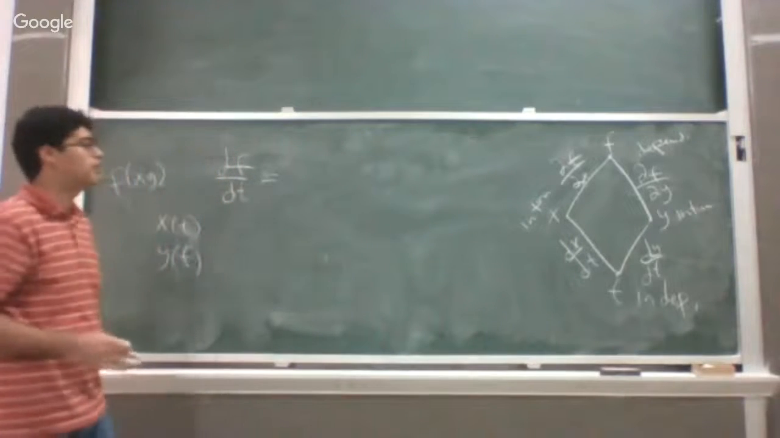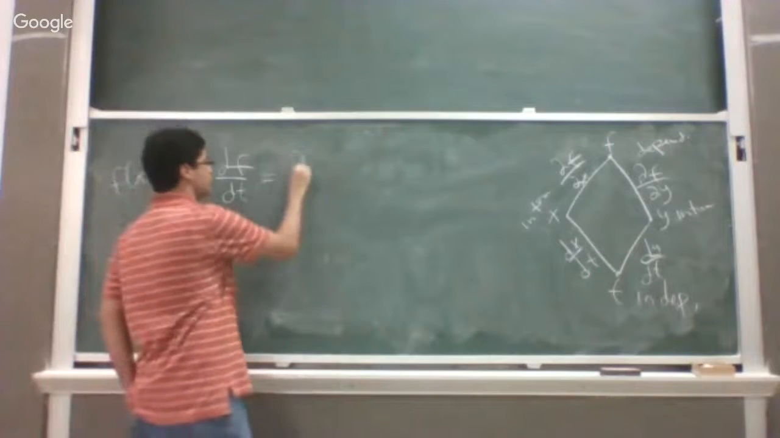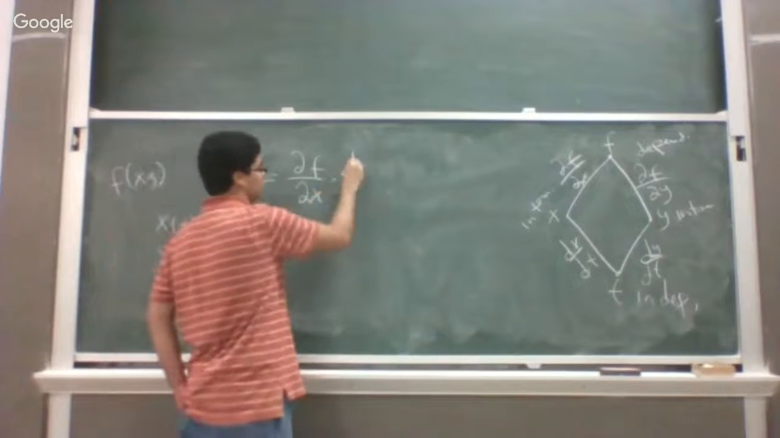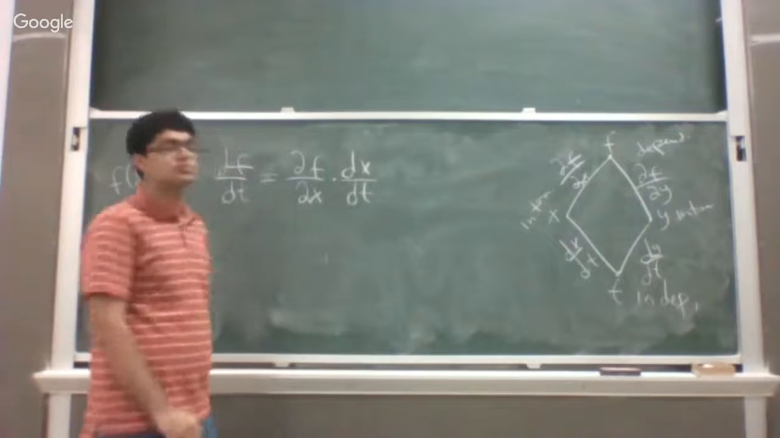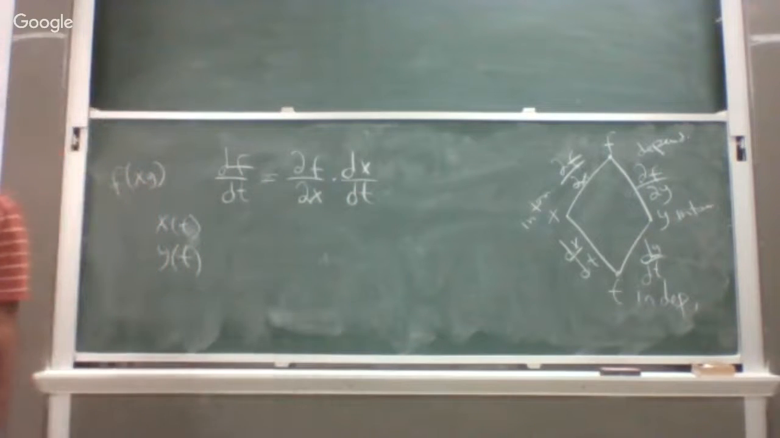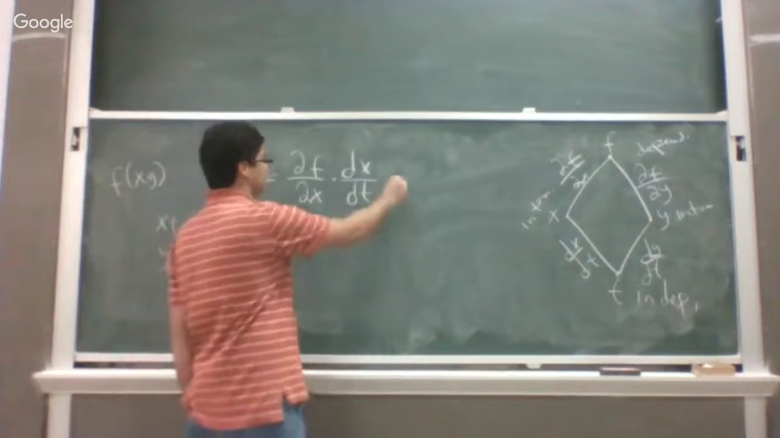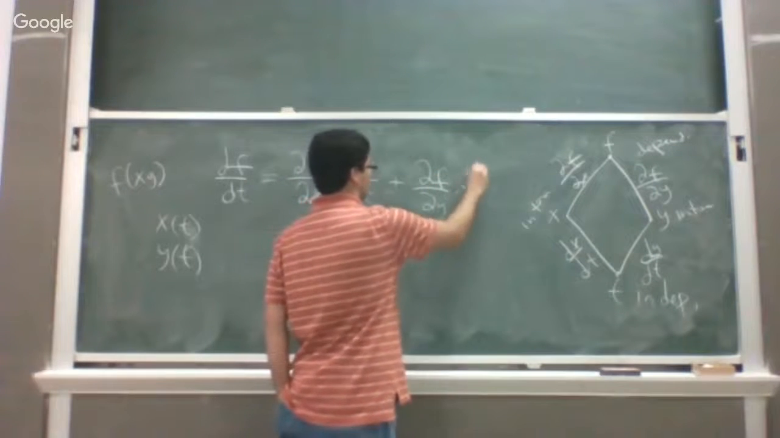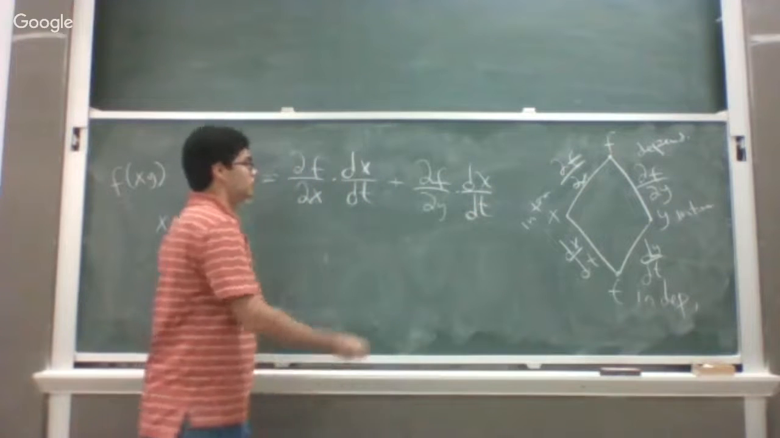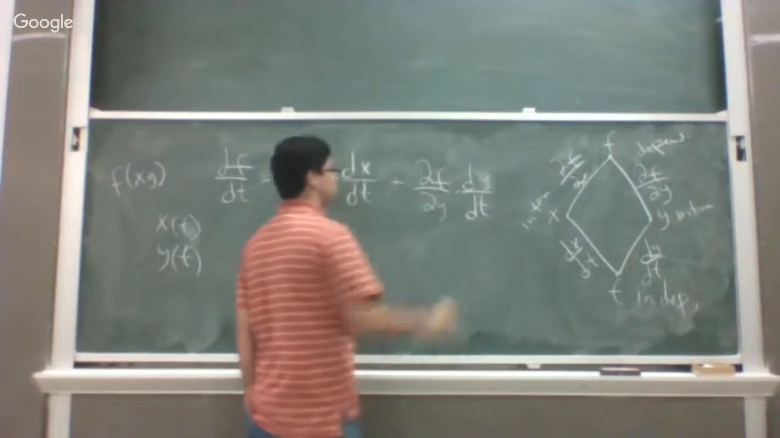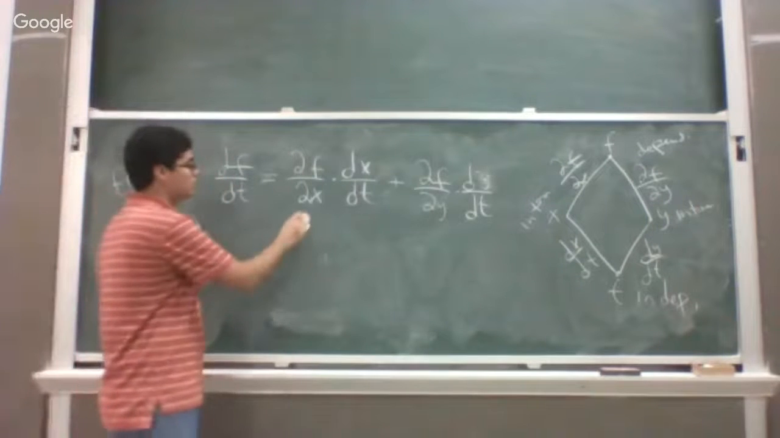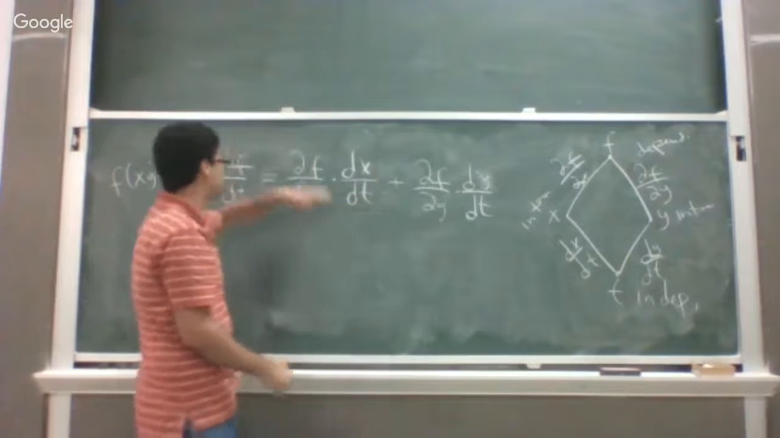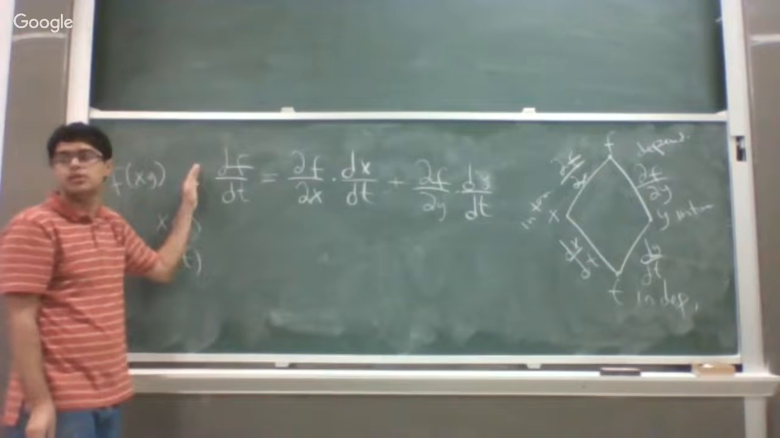So the full derivative of f with respect to t is the partial derivative of f with respect to x times the full derivative dx/dt. Now I'm saying full, but that's just because it's only in terms of t, so it doesn't play a role. And then plus the partial derivative of f with respect to y times dy/dt. So now we have the partial derivative of f with respect to t for each term. If we add them, we get the full derivative.